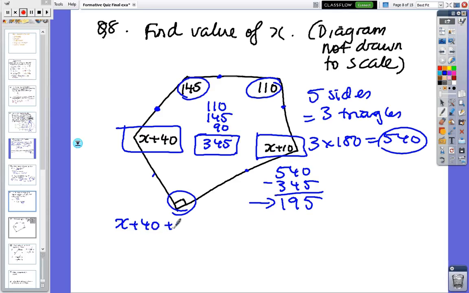So x plus 40 plus x plus 10 equals 195. X and X is 2X. 40 plus 10 is 50 equals 195.